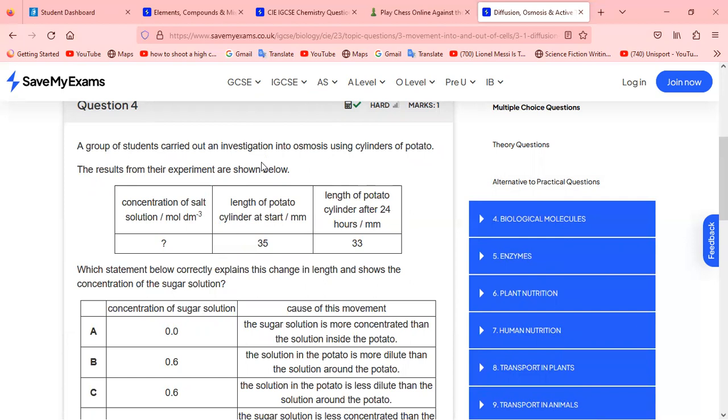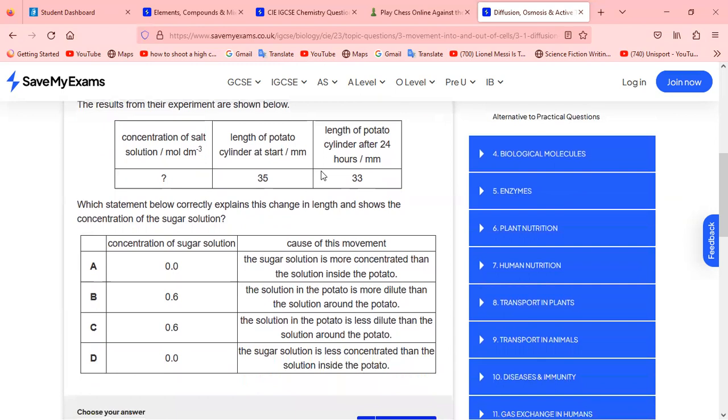A group of students carried out an investigation into osmosis using cylinders of potato. The results from the experiment are shown below. Concentration of salt solution, length of potato cylinder at the start 35, length of potato cylinder after 24 hours 33. That means the length has decreased. Which statements below correctly show the change in height and the concentration of the sugar solution?